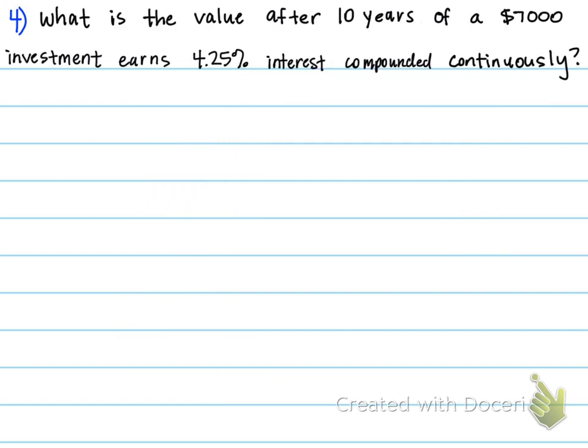Next, what is the value after 10 years of a $7,000 investment if it earns 4.25% compounded continuously? Okay, so this hints at us. Compounded continuously means different formula. Means we have this new formula. A of T equals PE to the RT. Some people might say that as PERT. Anytime I have a continuously compounded function, I think of PERT, PE to the RT. Principal, E, the number E, R, the rate at which we're earning interest, and then time, whatever the time is.